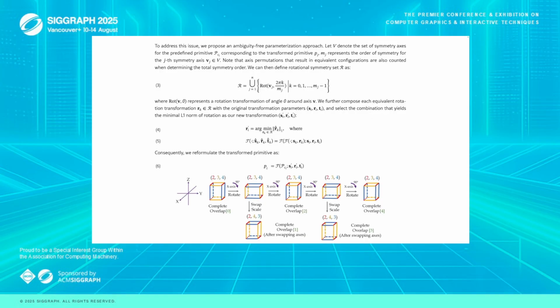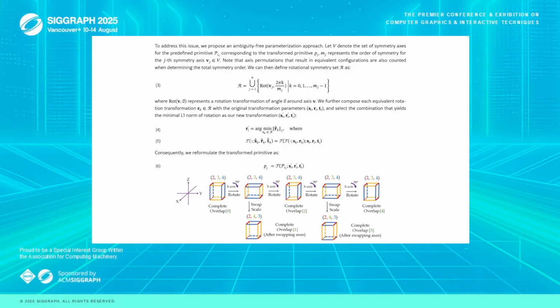First, find all rotation axes of the current primitive and their rotation order. If rotating by a certain angle achieves complete overlap by swapping the coordinate axes, we count these in the rotation order. For example, a 2, 3, 4 cuboid has a rotation order of 2 for the shown axis, but since 90-degree and 270-degree rotations also achieve overlap through coordinate swapping, we count this axis as order 4. We construct a rotation symmetry set R based on this count.